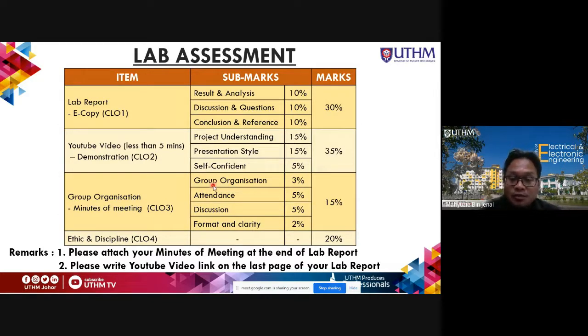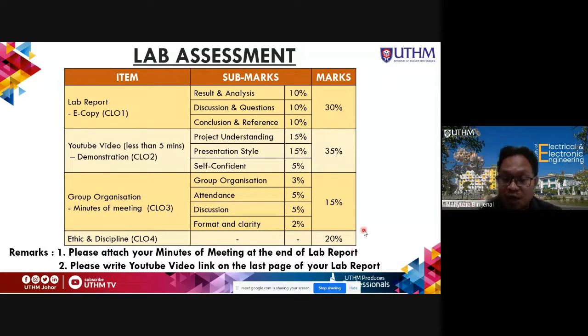Visual approach, I mean. So group organization 3%, attendance 5%, discussion 5%, and format and clarity 2%. So altogether we have 50% for minutes of meeting. So ethics and disciplines, 20%. Okay. So grand total is 100%.